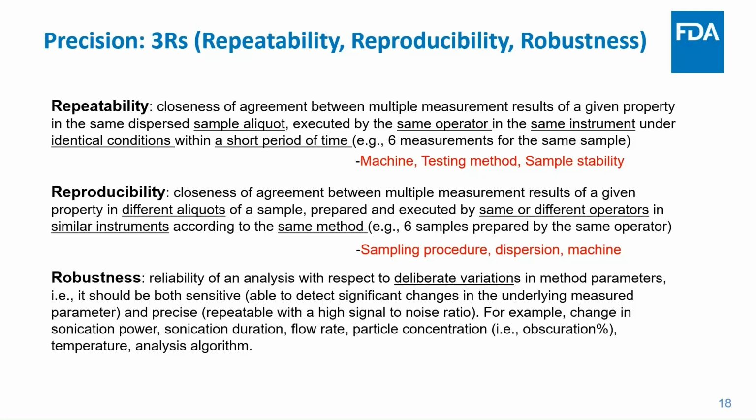Typically in the validation report, they will show day-to-day, analyst-to-analyst, and some robustness changes. Very rarely do you see that the numbers are different. If they are different, then they have a problem, but very rarely will you see a problem. So it is much easier to demonstrate, or to develop, the precision for particle size measurement.